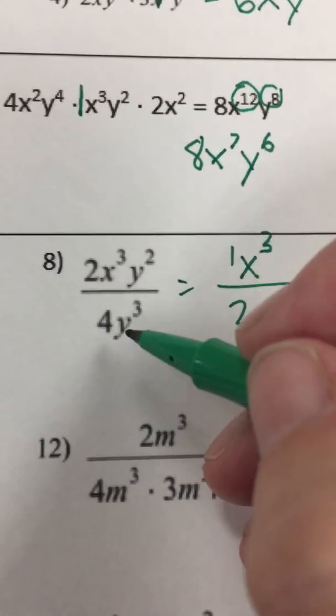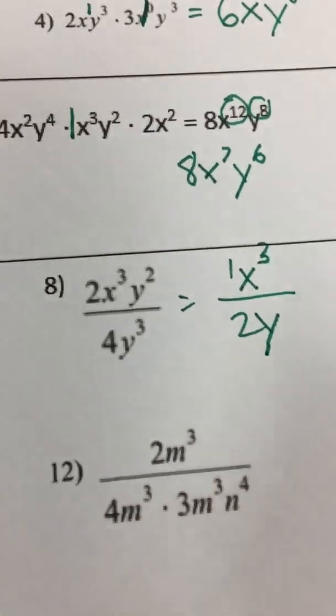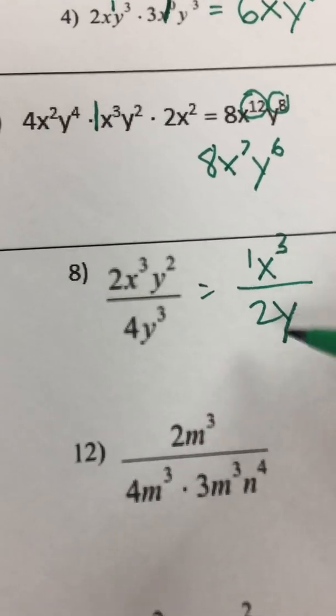I've got y's on top and y's on bottom, so 2 of these cancel 2 of those, so I'm left with 1 on bottom. And there's your answer. The coefficients reduce as far as they can, only have one x piece and only have one y piece.